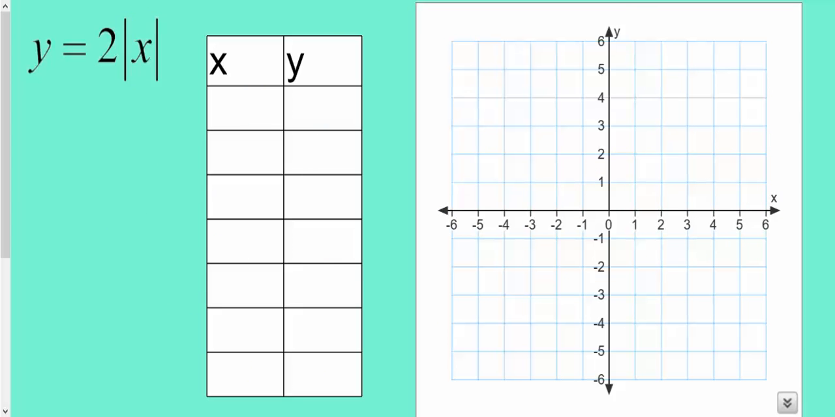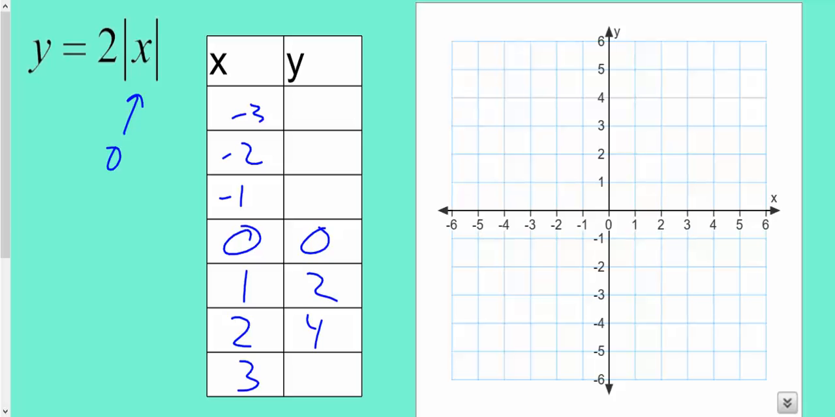Alright, 2 times the absolute value of x. This one here, the value that makes this 0 would be 0, so you can put 0 in the middle of your table. Now we're just going to be taking all of our values and doubling them because we're multiplying by 2. 0 times 2 is still 0, 1 times 2 is 2, 2 times 2 is 4, 3 times 2 is 6. Absolute value of negative 1 is 1 times 2 is 2. Absolute value of negative 2 is 2 times 2 is 4, and that gives us 6.